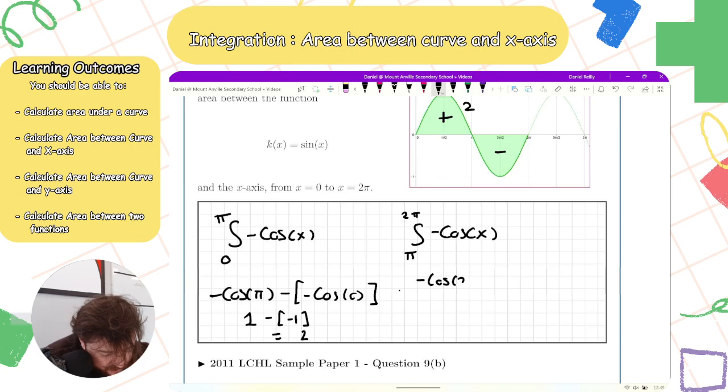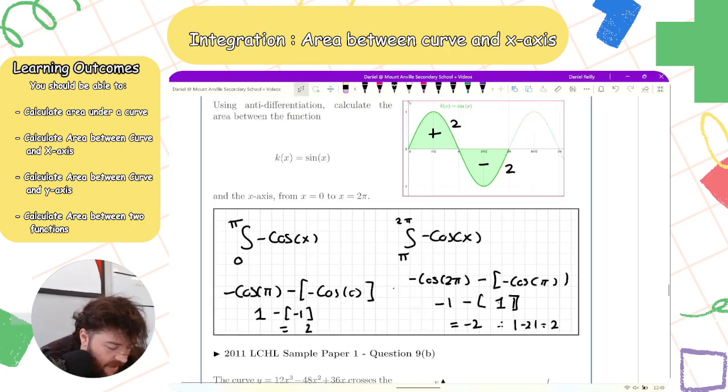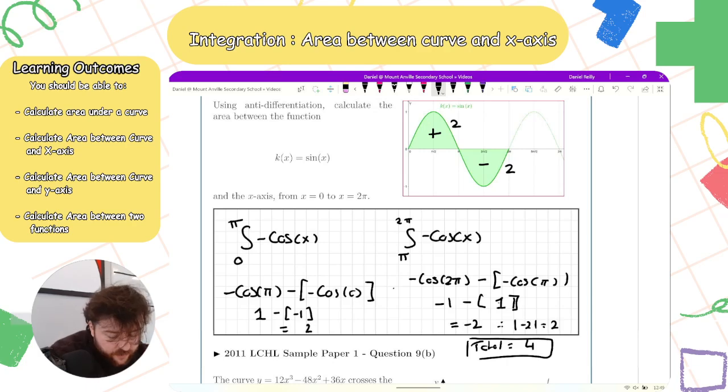Minus cosine 2 pi minus negative cosine pi. Cosine 2 pi is 1, and cosine pi is minus 1, so the answer here will be minus 2, which becomes positive 2. So the total area will be equal to 4. The area above is 2 and the area below is 2, so the answer is 4.